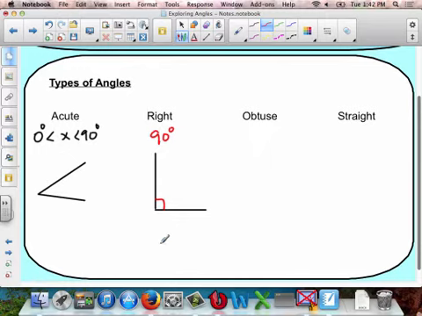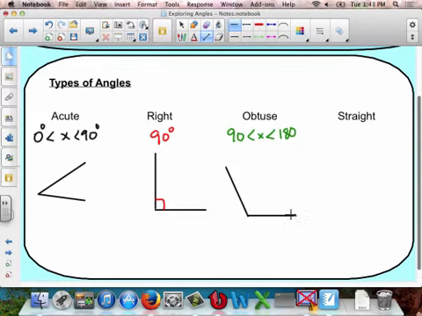Okay, Christina, what is obtuse? What makes it obtuse? Ask someone else. Greater than 90, but less than 180. Okay, so obtuse is greater than 90 but less than 180. All right, Lucas, what would an obtuse angle look like? That'll work for me. All right, good job. Wide open.